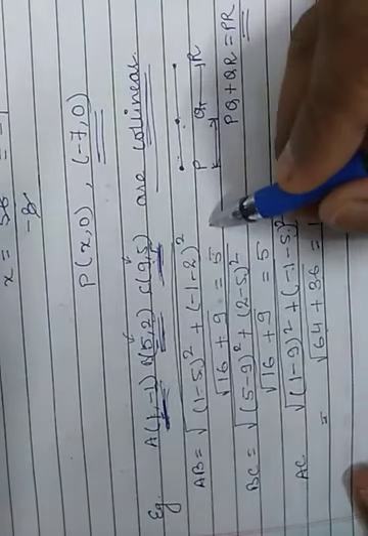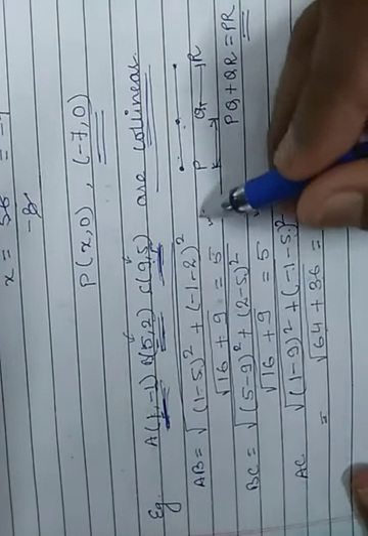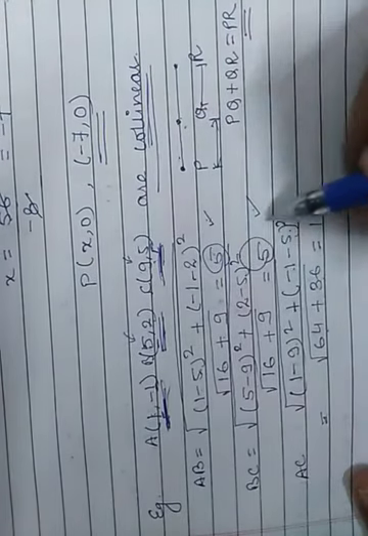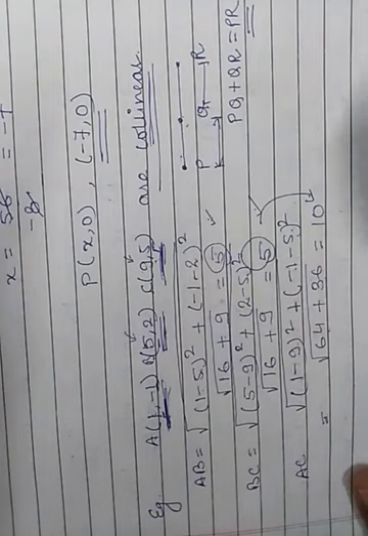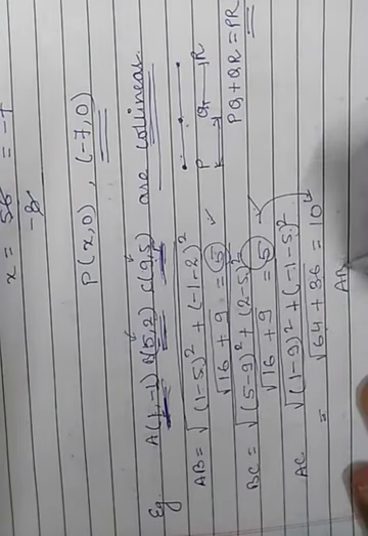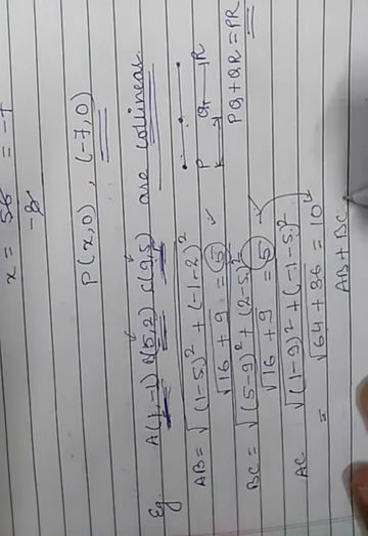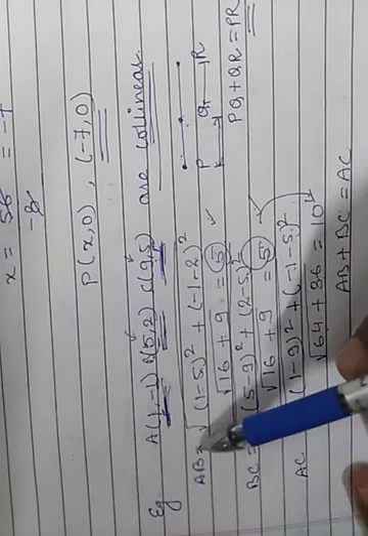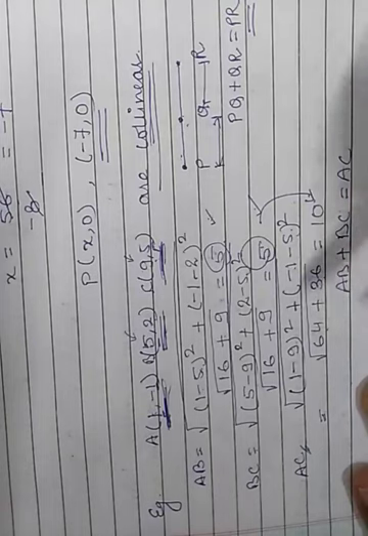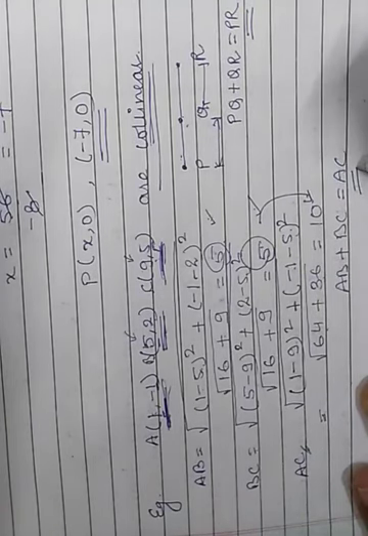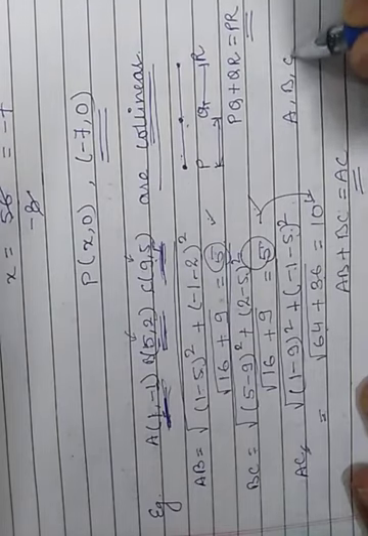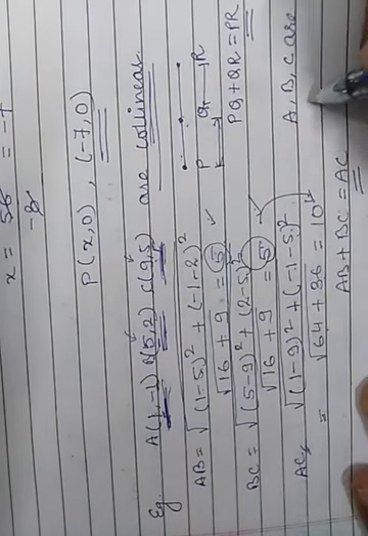Now just see AB and BC. If we add the two, that is 5 and 5, we obtain a value equal to 10. So I will write that AB plus BC is equal to AC. 5 plus 5 is equal to 10. So AB plus BC is equal to AC. Now this is the condition that says that points A, B and C are collinear.